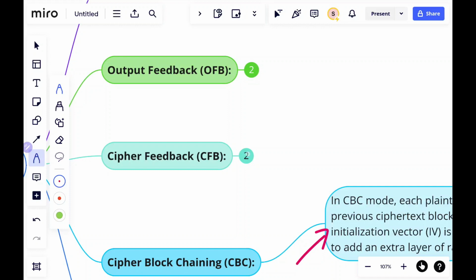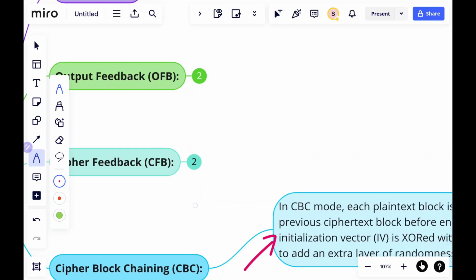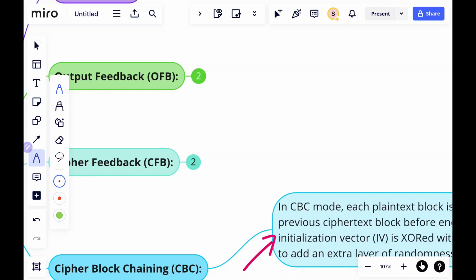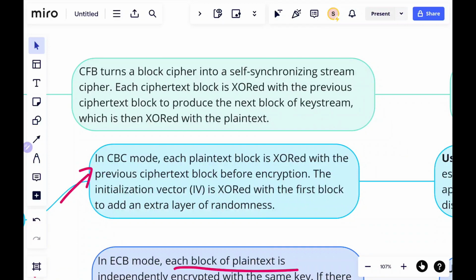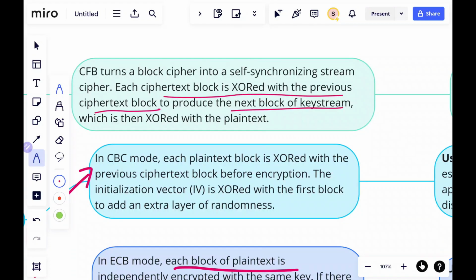Let's go back to the third type. The third type is what we call the cipher feedback mode. What exactly happens in cipher feedback is, again, very simple. Cipher feedback turns a block cipher into a self-synchronizing stream cipher. Each ciphertext block is XORed with the previous ciphertext block to produce the new block of key stream. The previous one was each plain text block XORed with the previous ciphertext block. Now each ciphertext block is XORed with the previous ciphertext blocks.